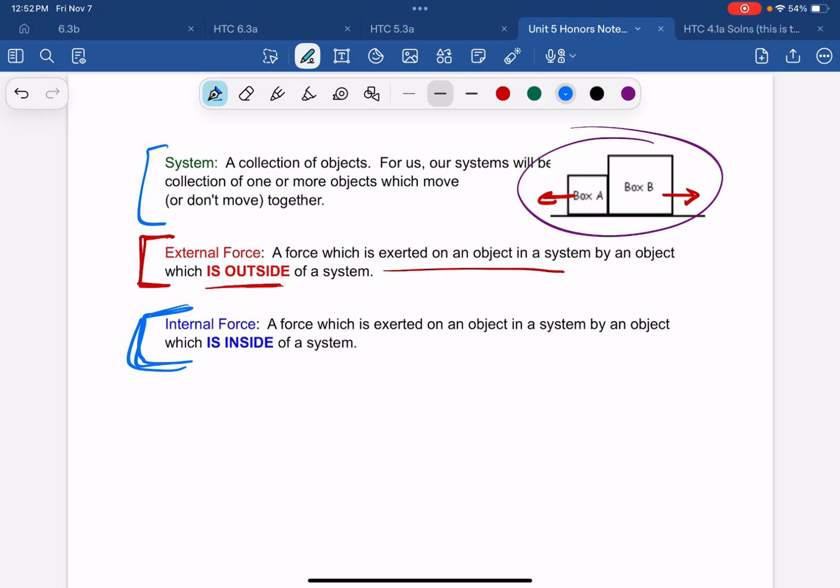And remember, depending on your system, a force can be either internal or external. If I consider just box A, then the force of B is external. Whereas if I consider both boxes, now that force is internal.